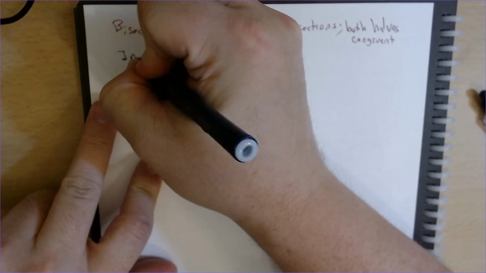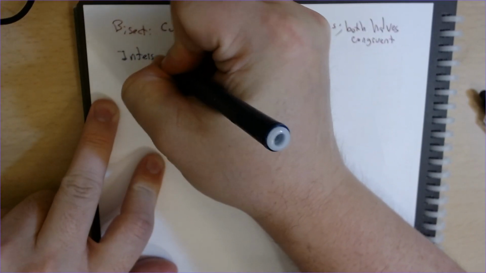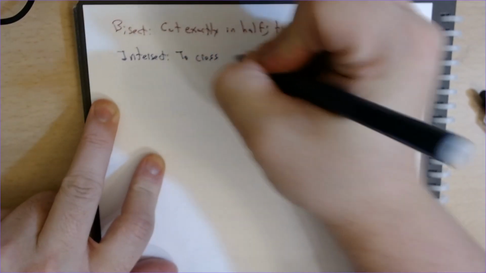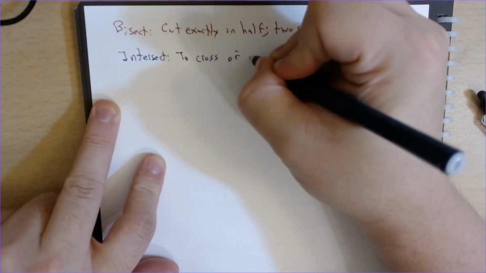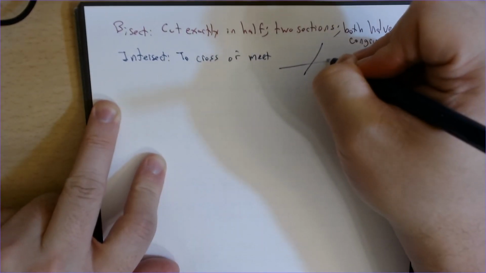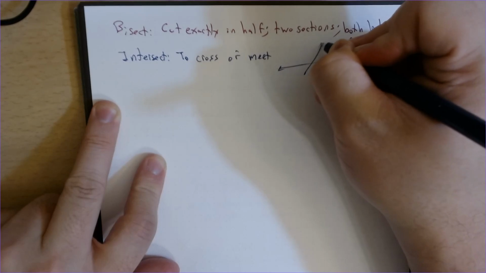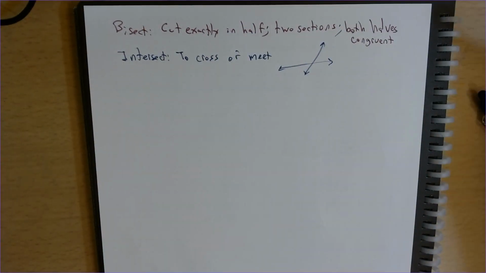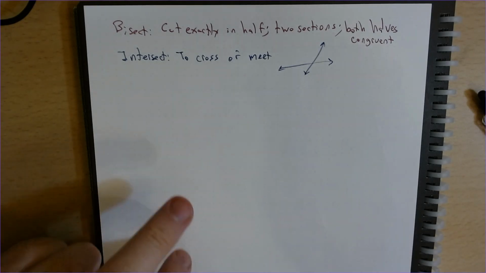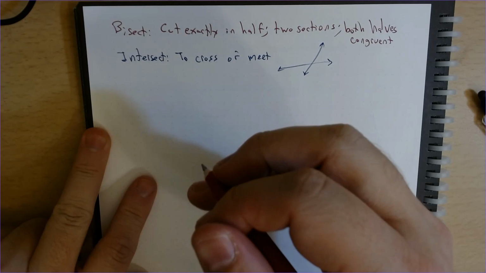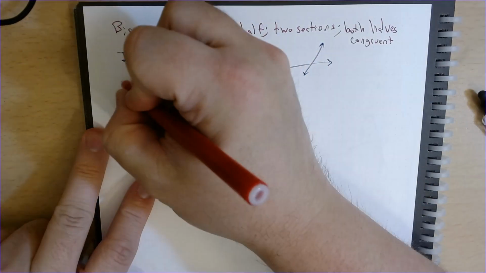Intersect. To cross or meet. So two lines intersect if they cross. Alright, two more, and then we can actually get into some math with numbers and stuff. Not just me talking a bunch.